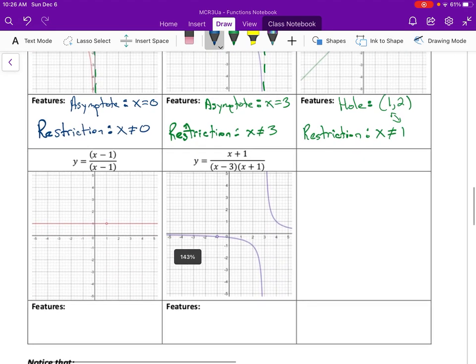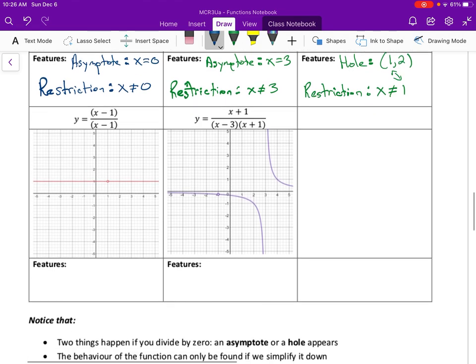So let's just look at a couple more examples to show that point. The next one, I've got x minus 1 divided by x minus 1. All the work's done for us, but I can simplify this by dividing it. And remember, when I divide it, anything over itself is just 1.